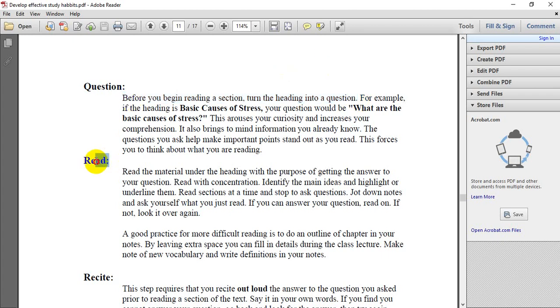R is for read. Read the material under the heading with the purpose of getting the answer to your question. Read with concentration. Identify the main ideas and highlight or underline them. Read sections at a time and stop to ask questions. Ask yourself about what you just read. If you can answer your question, read on. If not, look it over again.